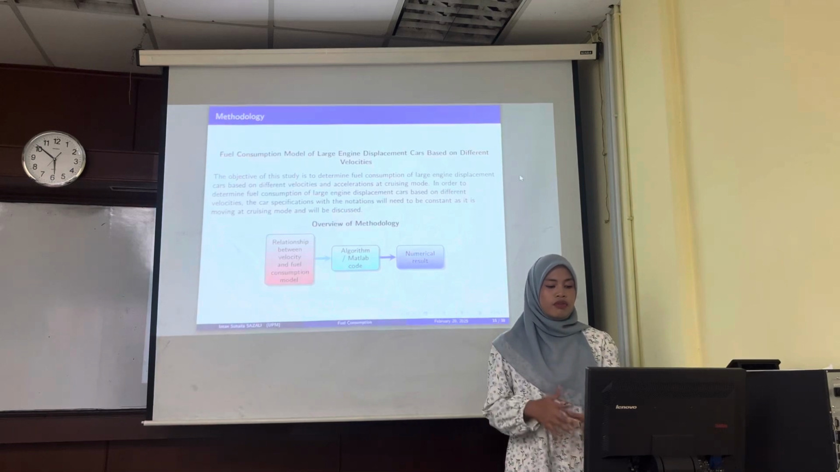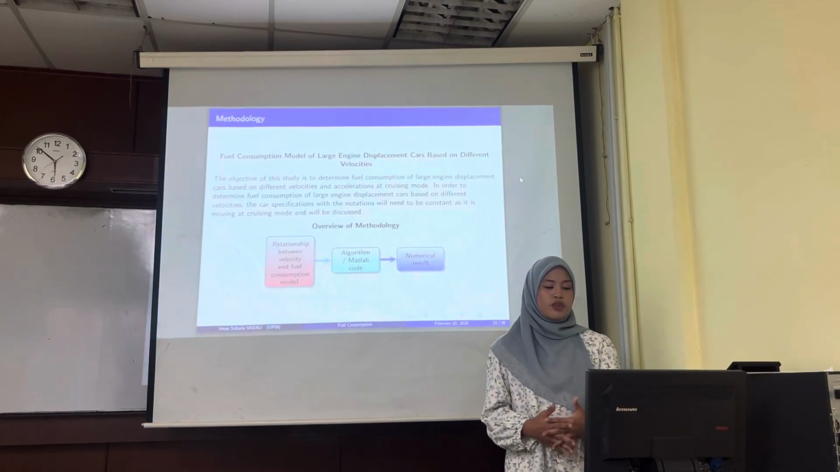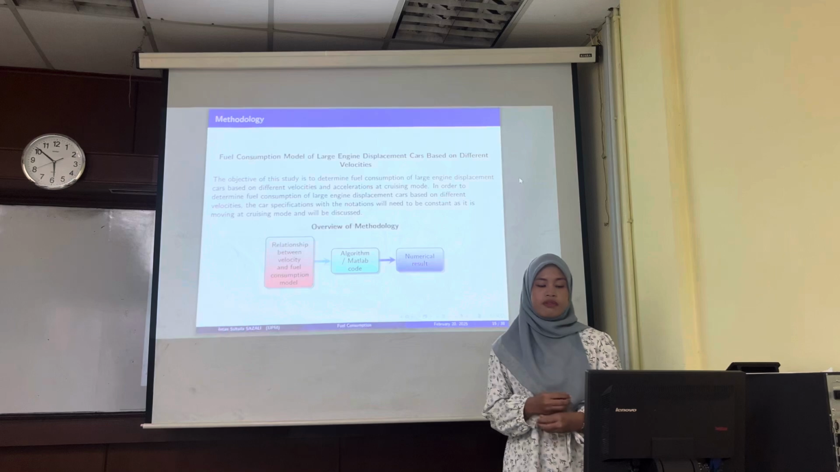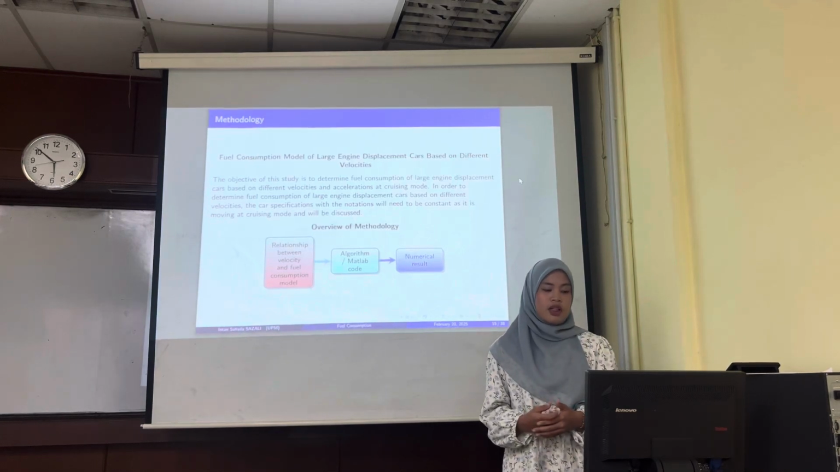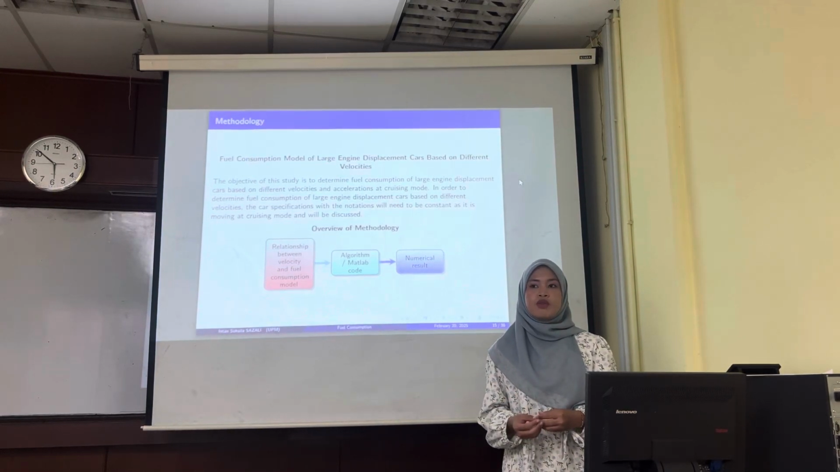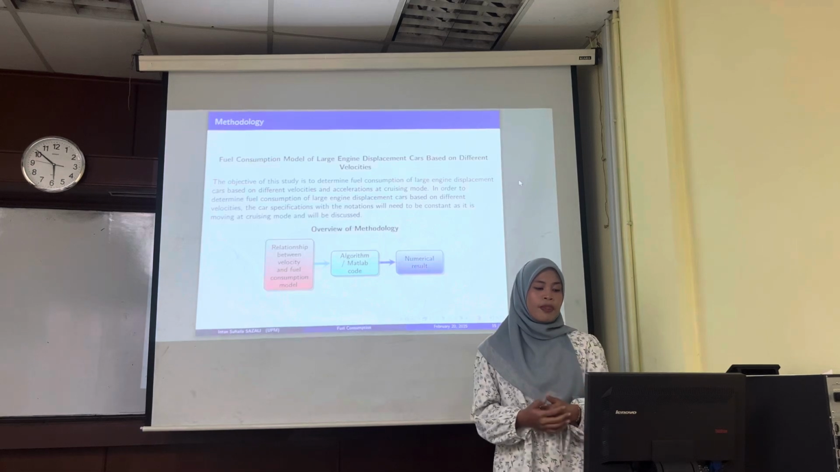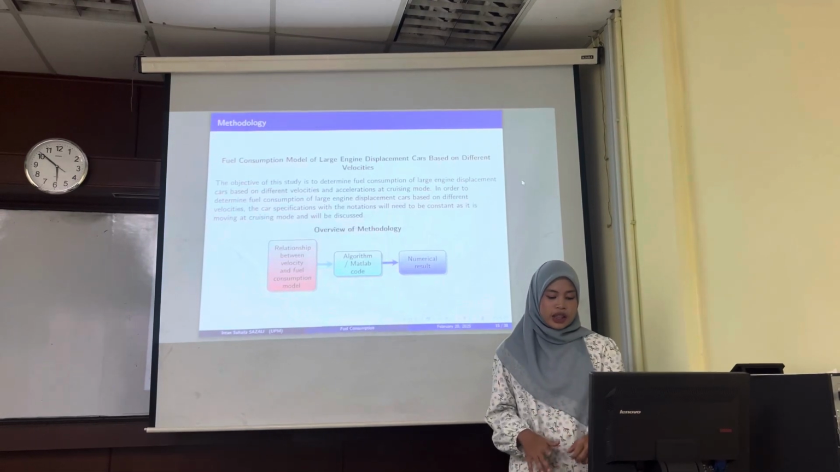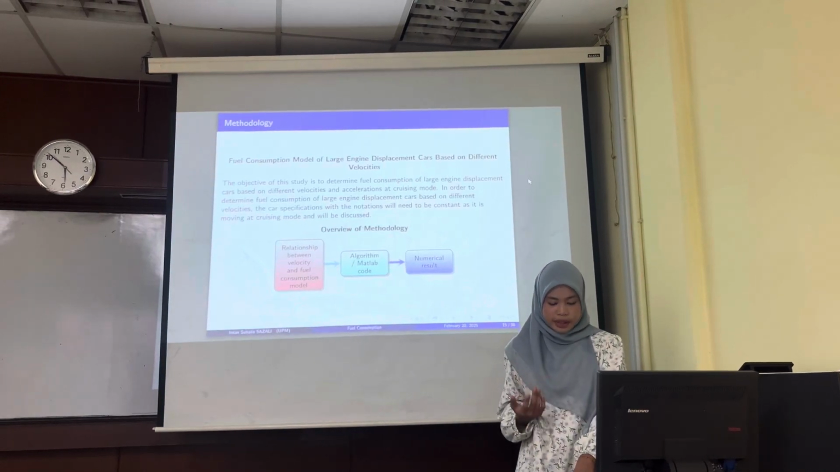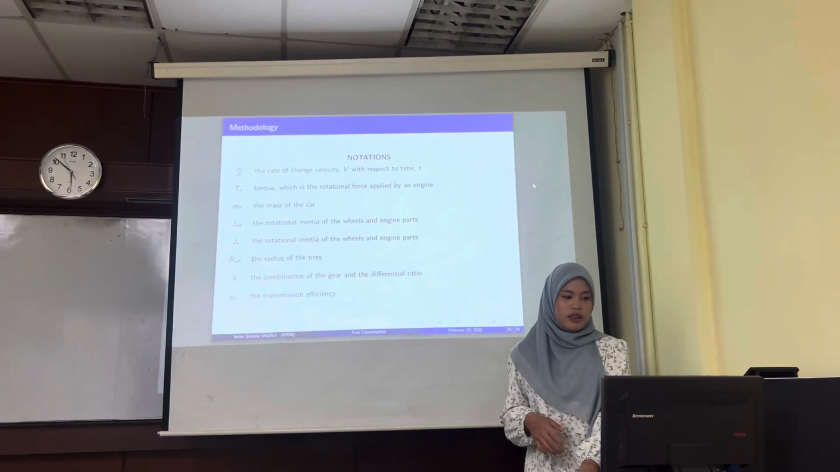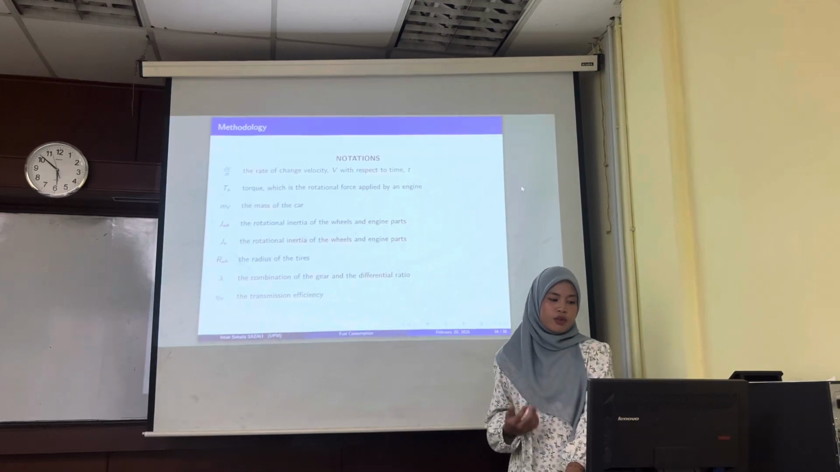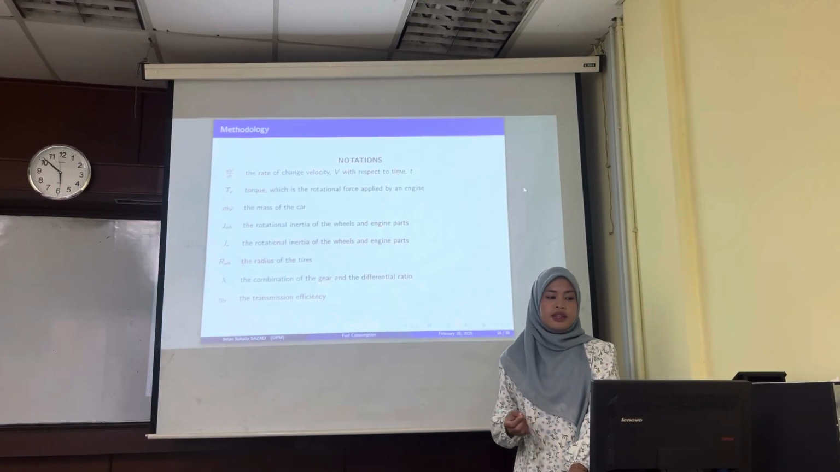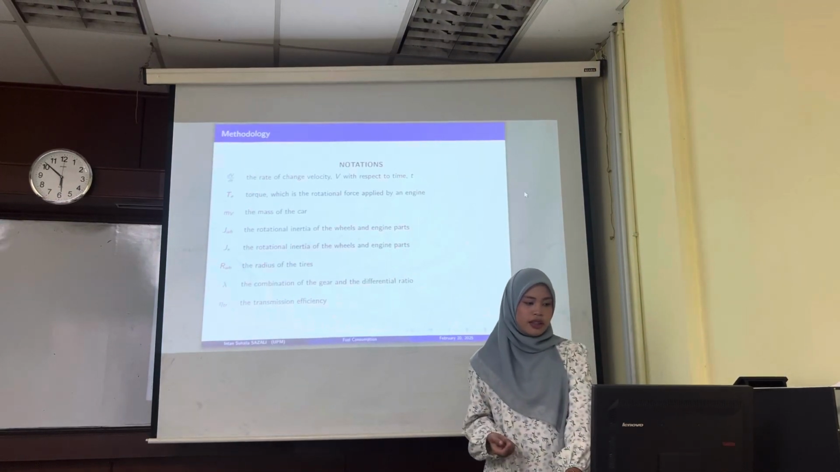So this is the overview of this methodology. First we need to see the relationship between velocity and fuel consumption model, which will be used from the article before, and then create the algorithm and MATLAB code, and then the numerical result will be presented. So these are all the notations that will be used, or the specifications of the vehicles that need to be constant.